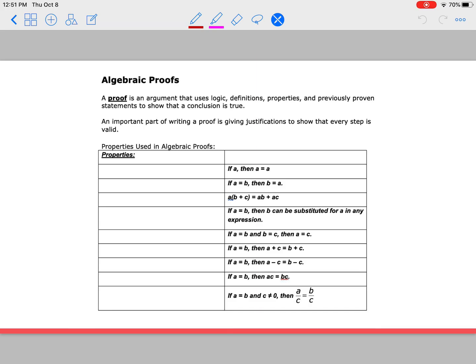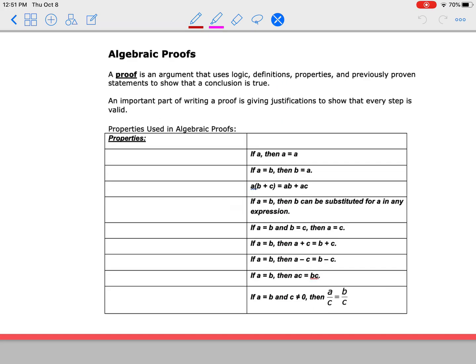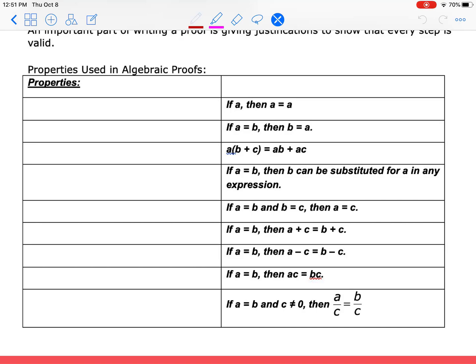So before we get to solving, let's look at our different properties that we're going to use here. So the first one, if A, then A equals A. Well, that's kind of an obvious statement, but sometimes you have to make that statement and say, well, if you have this, you have it everywhere. So if you have A, you know A is going to equal A. This is called your reflexive property. Won't be used much with algebraic proofs, but you will need it as we go along through this unit.